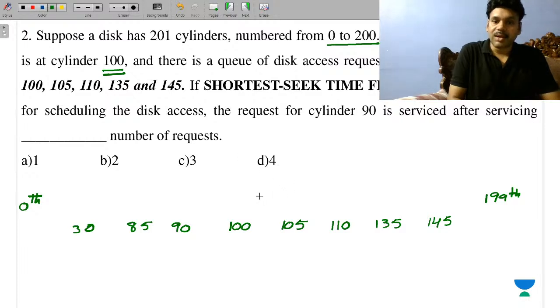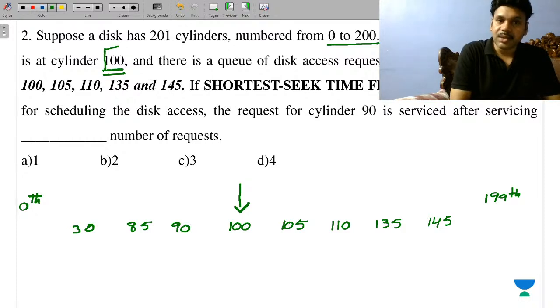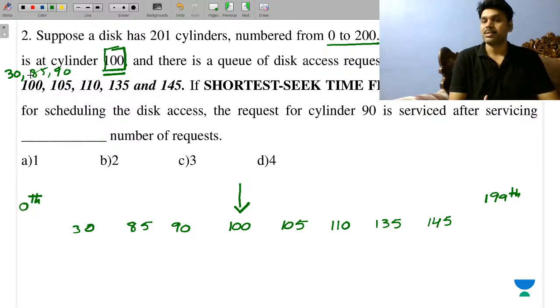Now you see, right now the head is at 100 only. Please understand. So he mentioned that right now the head is at the 100th cylinder, and the requests are given in this fashion. So 30 and 85 and 90 followed by others.